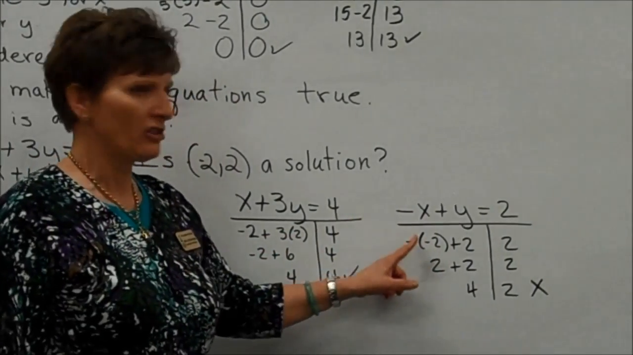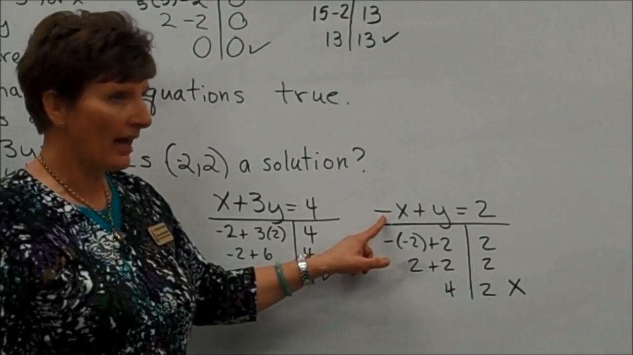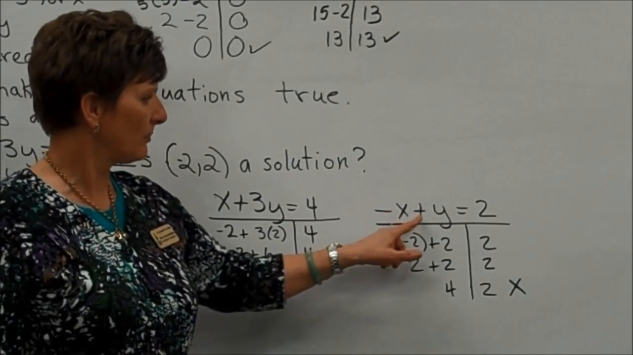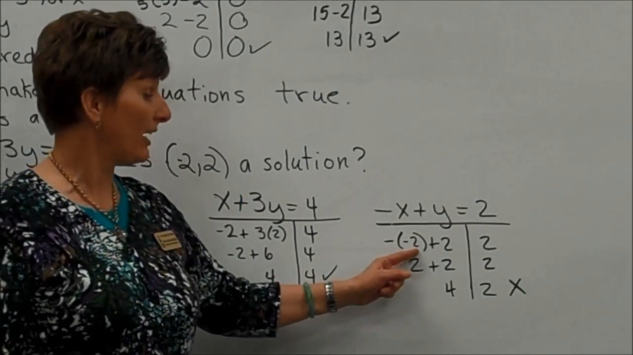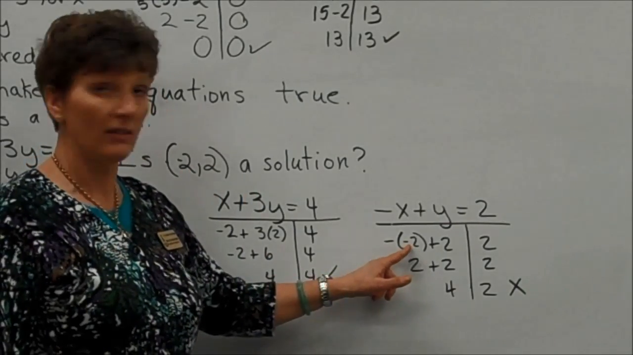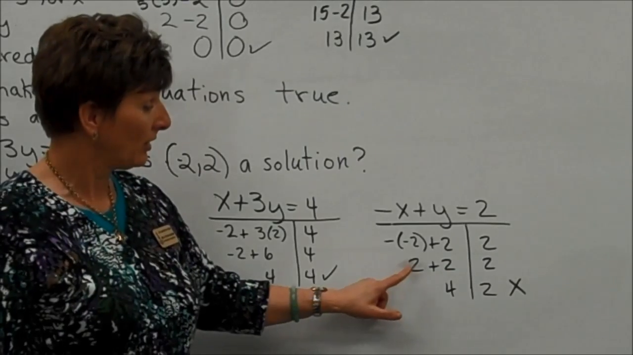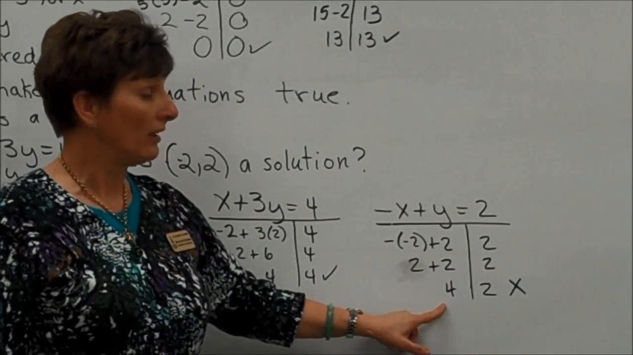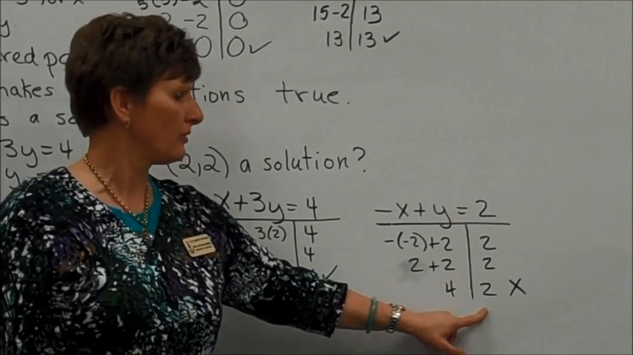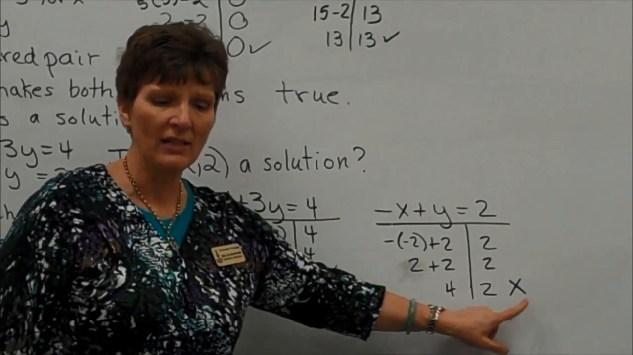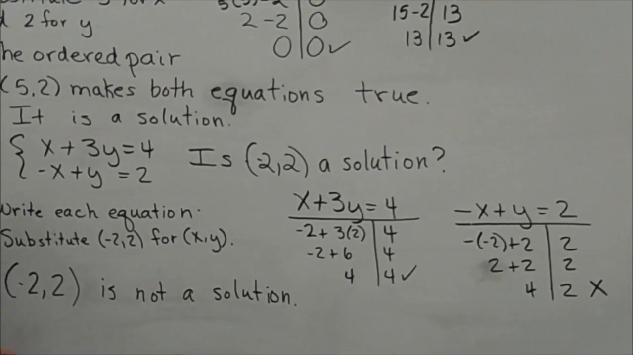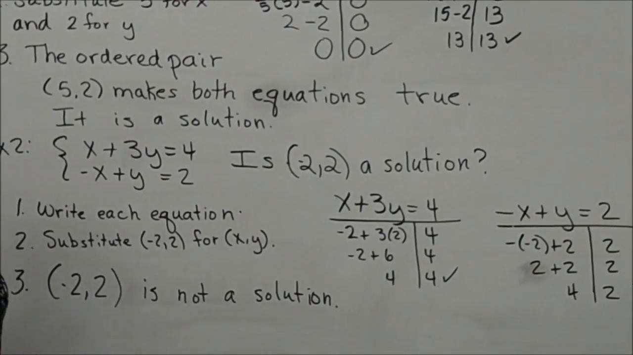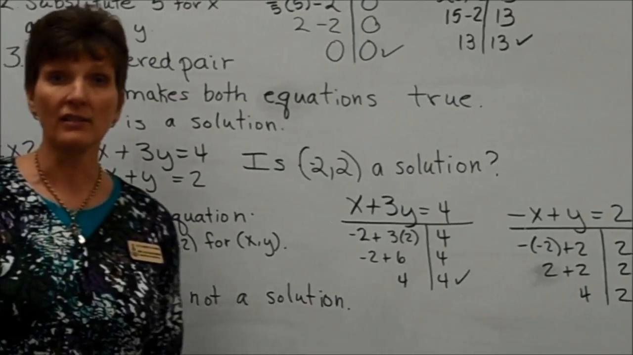In our second equation, however, we get the opposite of x, or negative x, plus y equals 2. When you substitute negative 2 for x, the opposite of negative 2 becomes a positive 2. 2 plus 2 is 4. 4 does not equal 2. This is a false statement. This does not make the system true because it does not make the second equation true. Negative 2, comma 2 is not a solution.